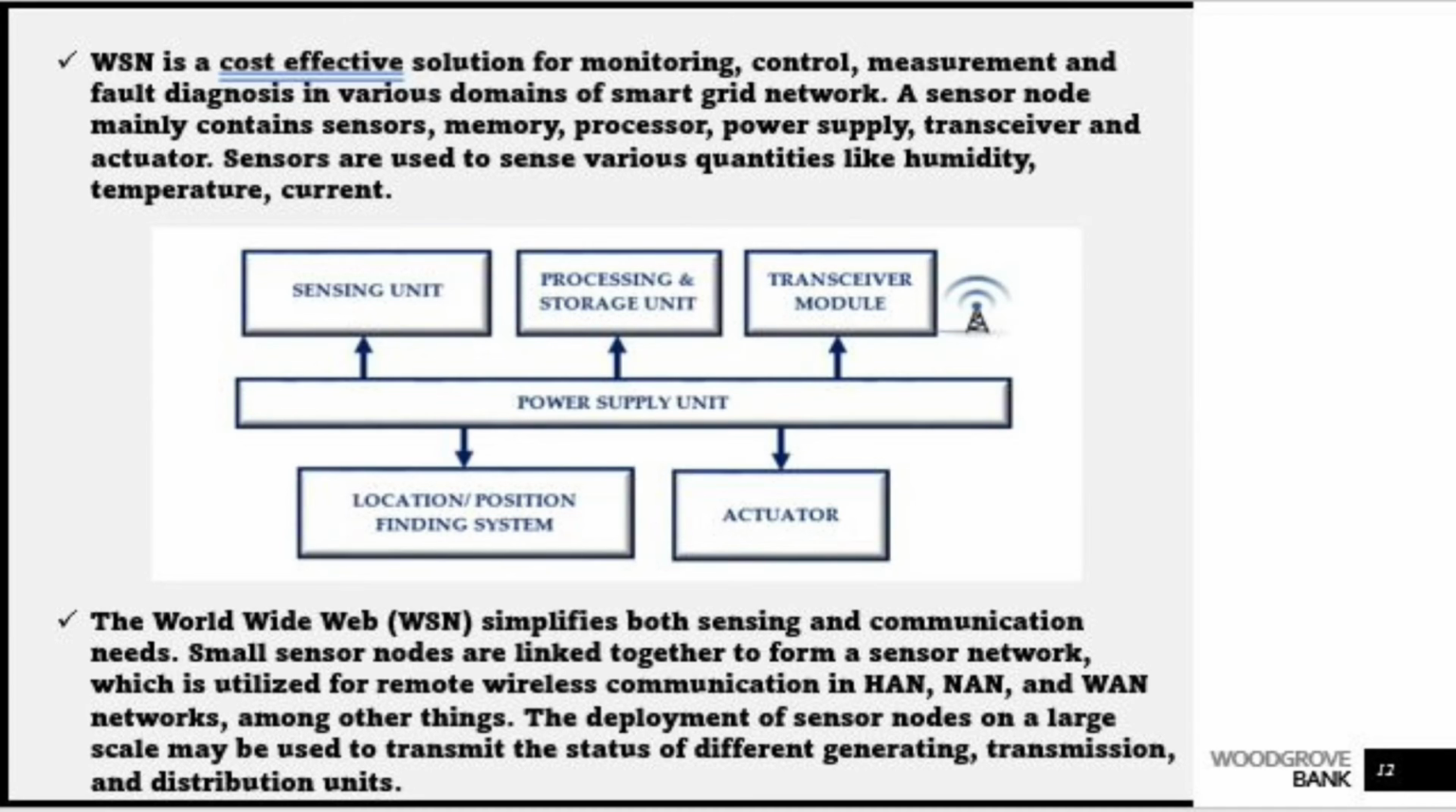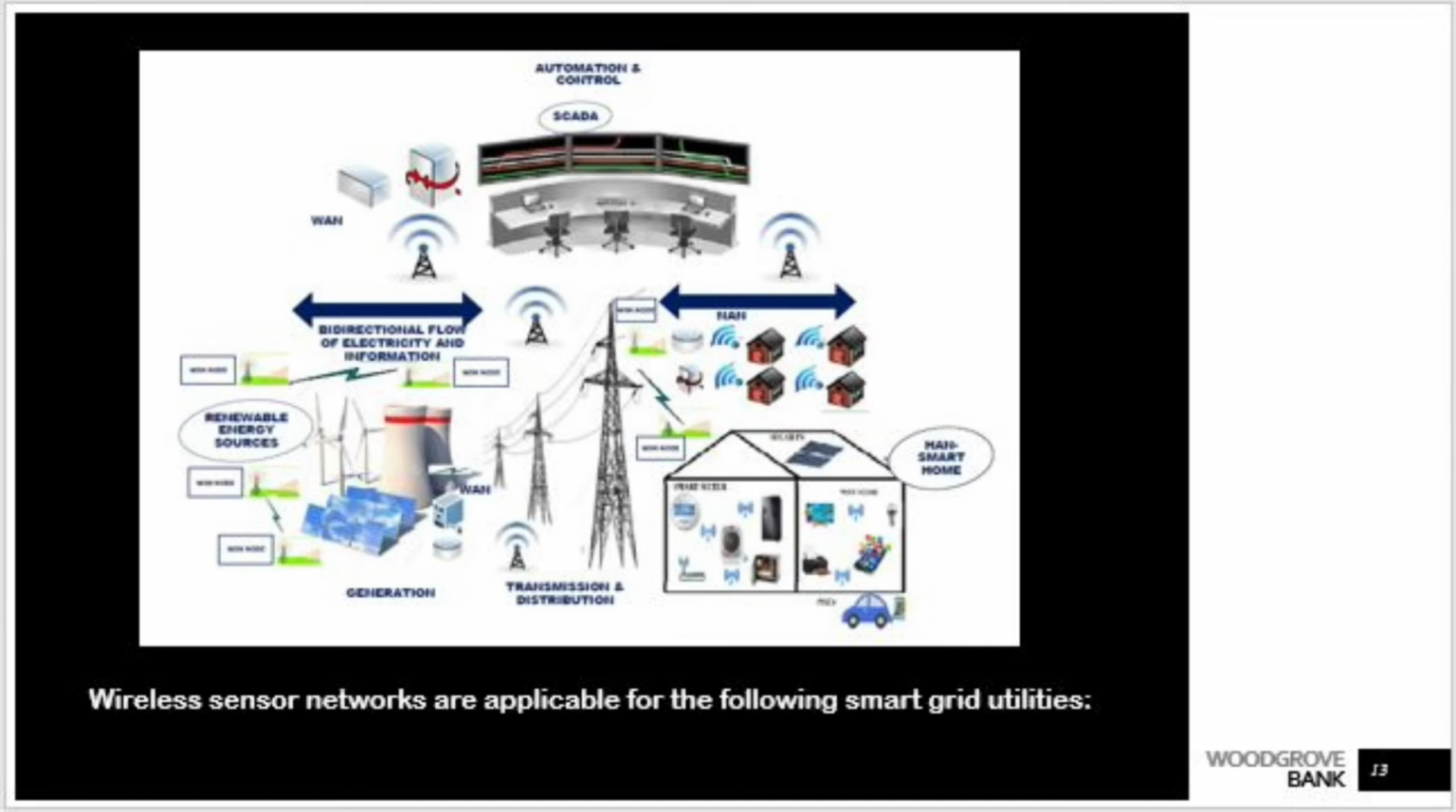A sensor node mainly contains sensor, memory, processor, power supply, transceiver, and actuator. Sensors are used to sense various quantities like humidity, temperature, and current. The World Wide Web for wireless sensor network simplifies both sensing and communication needs. Small sensor nodes are linked together to form a sensor network, which is utilized for remote wireless communication in HAN, NAN, and WAN network, among other things. The deployment of sensor nodes on a large scale may be used to transmit the status of different generating, transmission, and distribution units. Wireless sensor networks are applicable for the following smart grid utilities.